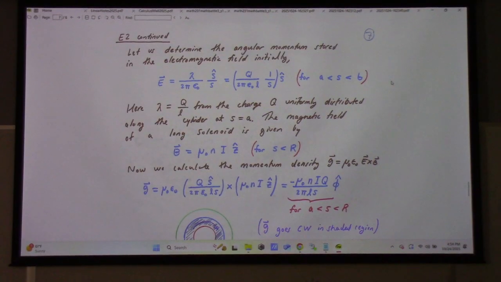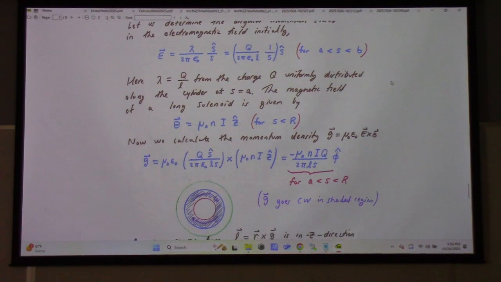On the other hand, there's a magnetic field inside the solenoid for s less than R, the usual story, mu naught n I z hat. So we calculate the momentum density by taking mu naught epsilon naught E cross B, which works out to this, and that's only good between A and R. There's no electric field in the middle of the solenoid. There's only electric field in a certain shell inside the solenoid, outside of the charged cylinder, but inside of the solenoid.